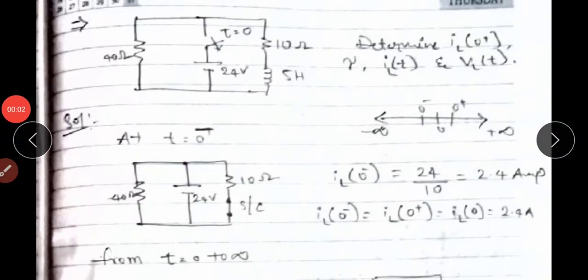Okay, now I would like to explain some problems on transients. This is the given problem: determine IL of 0 plus, the time constant, IL of t, and VL of t.